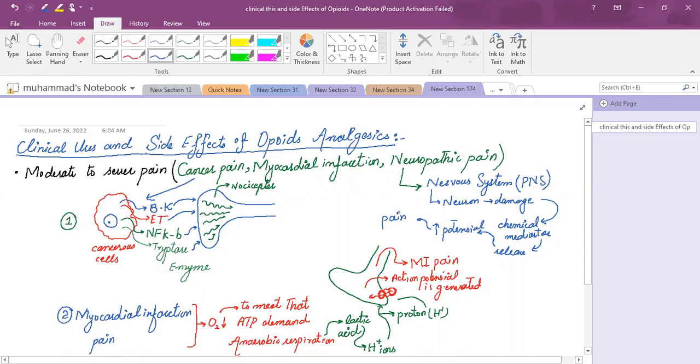The second mechanism is that sometimes our nerves get pressed because of some pressure. So when the neuron gets pressed, the pressure receptor of that neuron becomes active. That leads to nerve impulse transmission that ultimately causes the neuropathic pain. So this is the cellular mechanism of how neuropathic pain, myocardial infarction pain, and cancer pain happen.